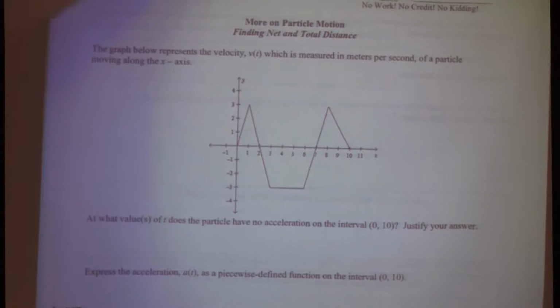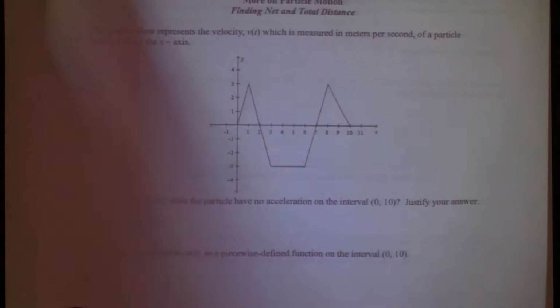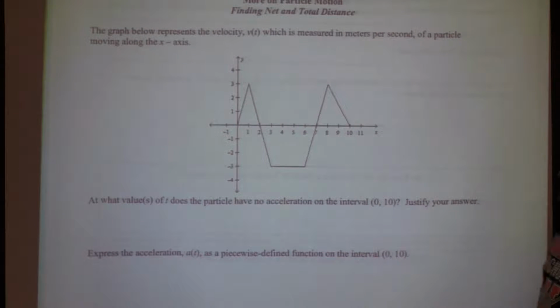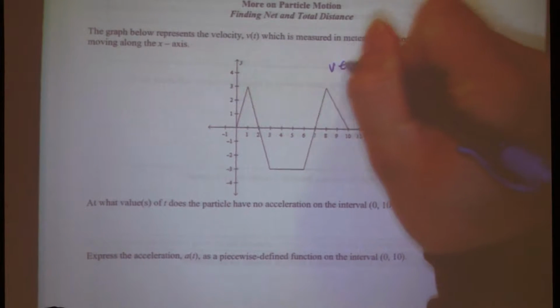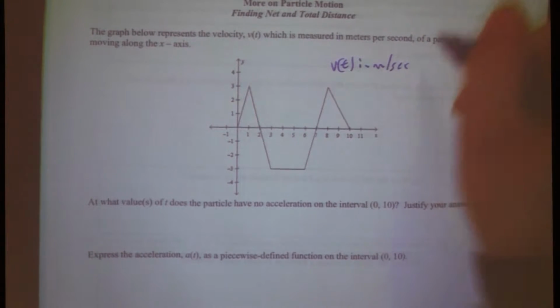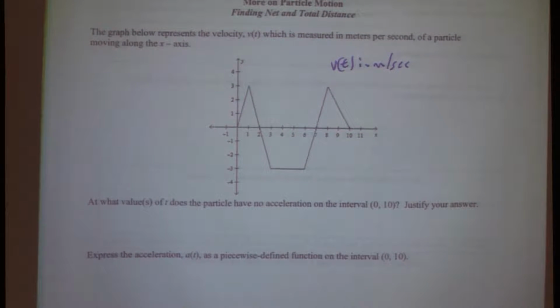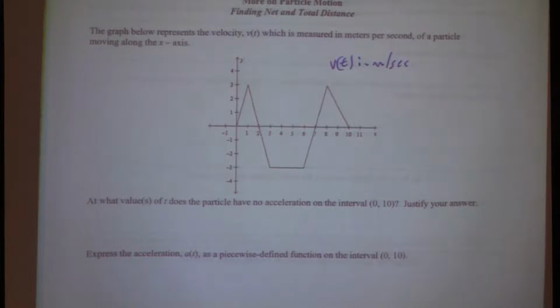For now, let's practice. Let's look at these questions, and I'm pretty sure we're gonna get into some interesting conversations here. So the graph below represents velocity, v of t, which is measured in meters per second of a particle moving along the x-axis. So this is the what graph? The velocity graph in meters per what? Per second. So this is already a rate. The first question says, at what values of t does the particle have no acceleration on the interval 0 to 10?